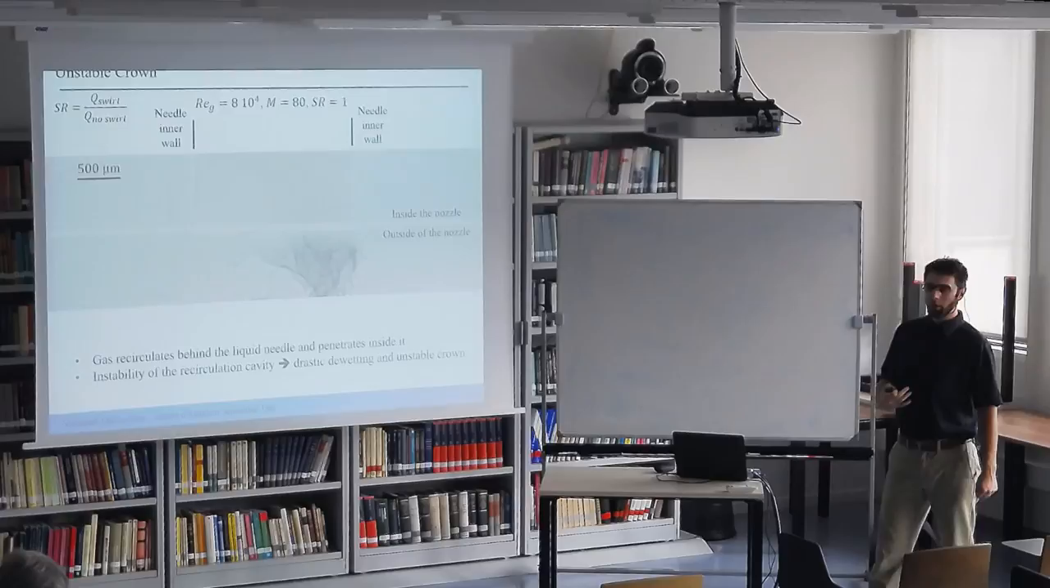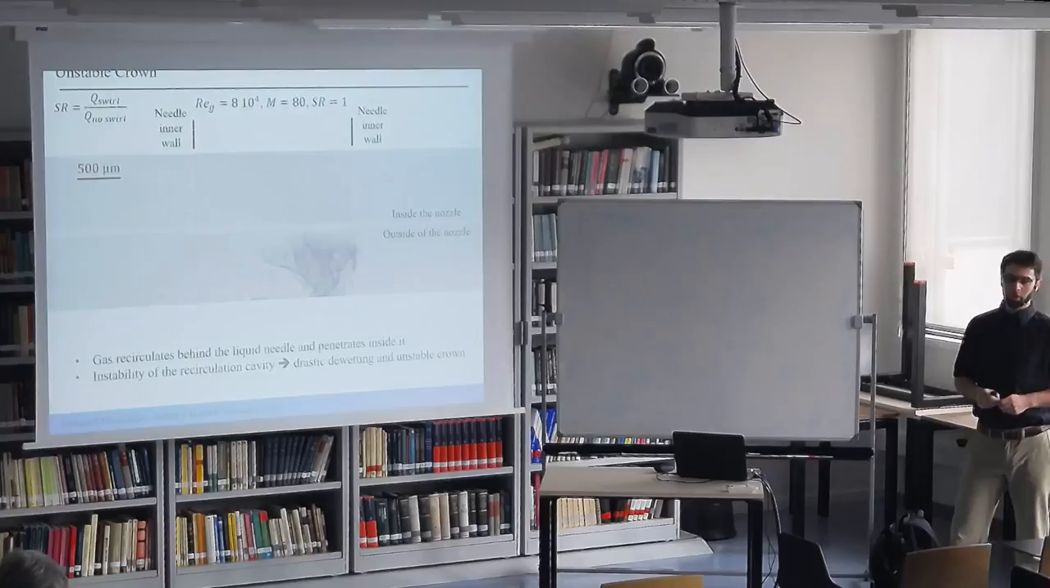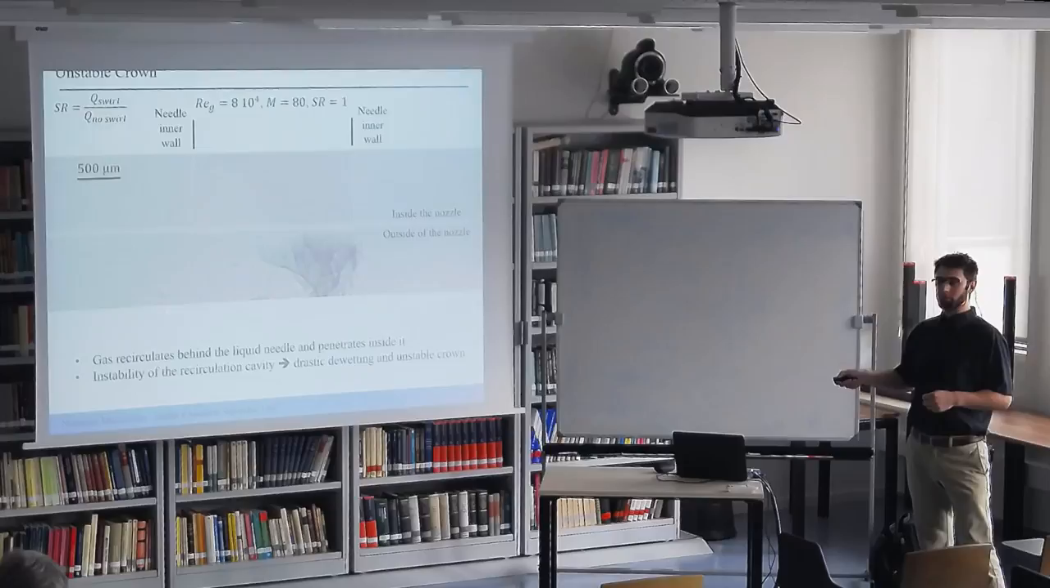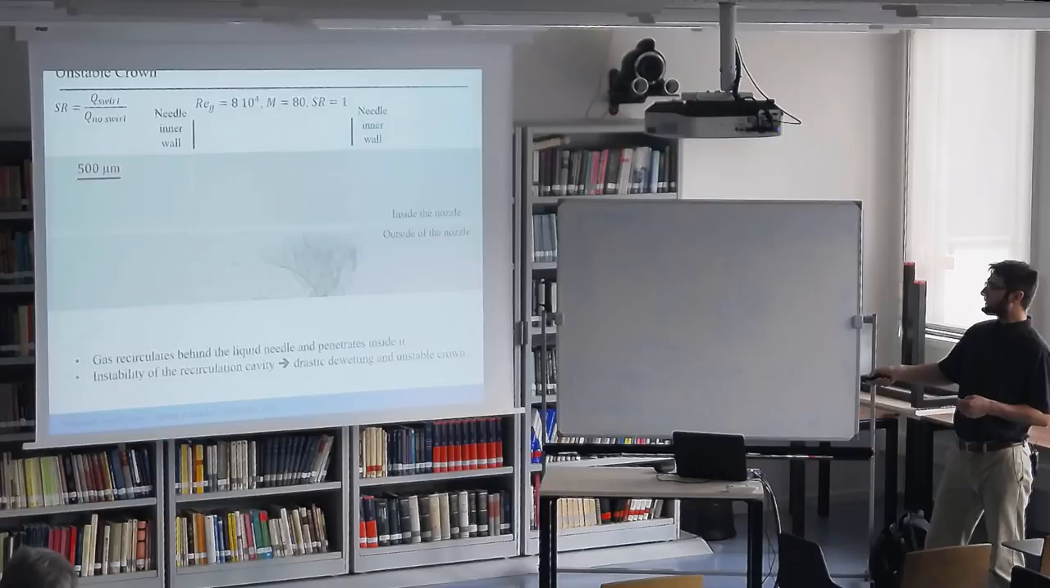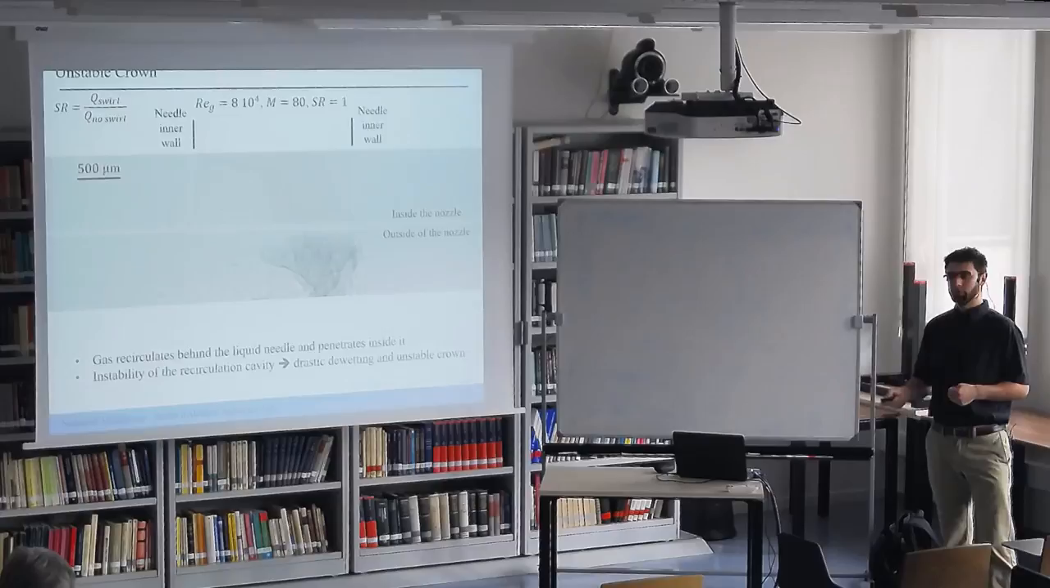So our scenario is that this needle for the gas is like a backward facing step. And so you have a recirculation cavity here for the gas. And this tends to penetrate inside the liquid needle. So you have this recirculation cavity that blocks, that prevents the liquid from flowing here, so that it's forced to be ejected only on one side of the needle.